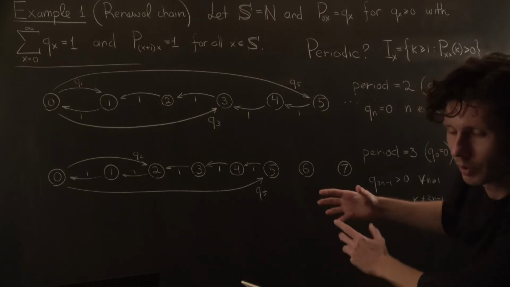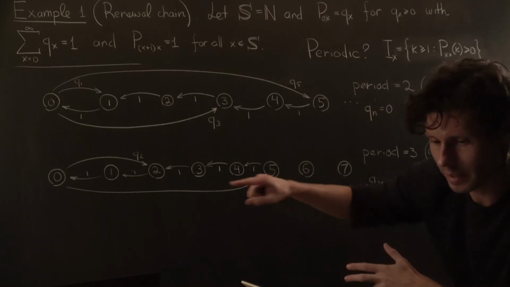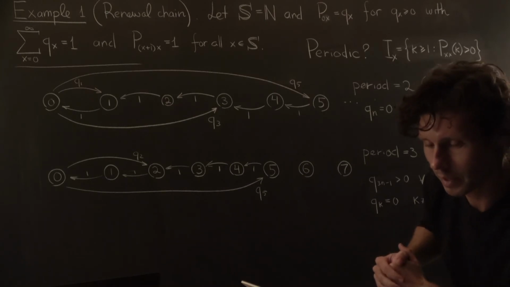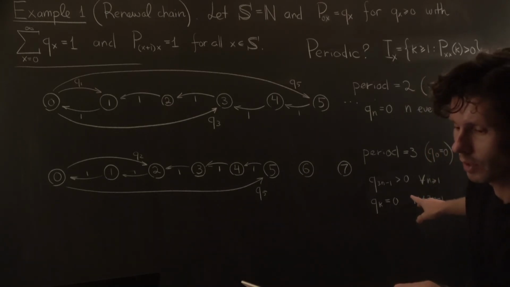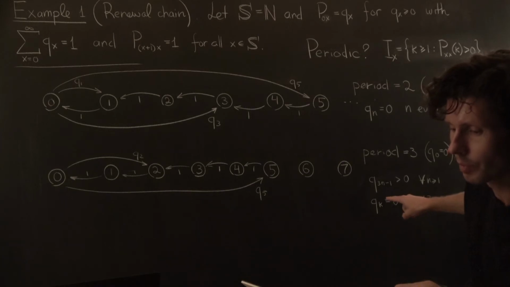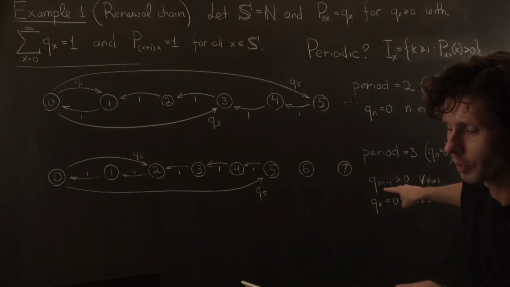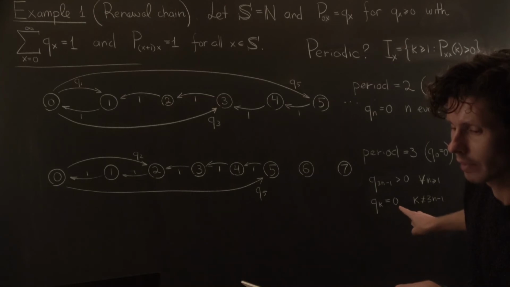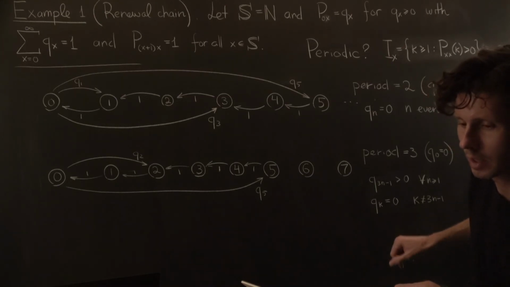So all I'm doing here is just connecting these cycles, and the lengths of cycles are multiples of 3, and then I can write down the conditions for a period 3 chain, which would be: I want to transition to a number that's right before a multiple of 3 with positive probability, but I don't want to have any other transitions because that will break my periodicity condition.